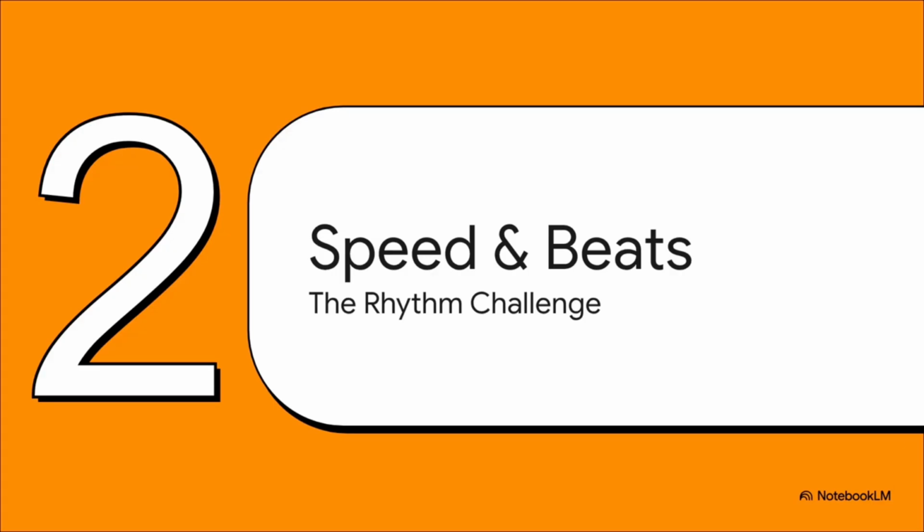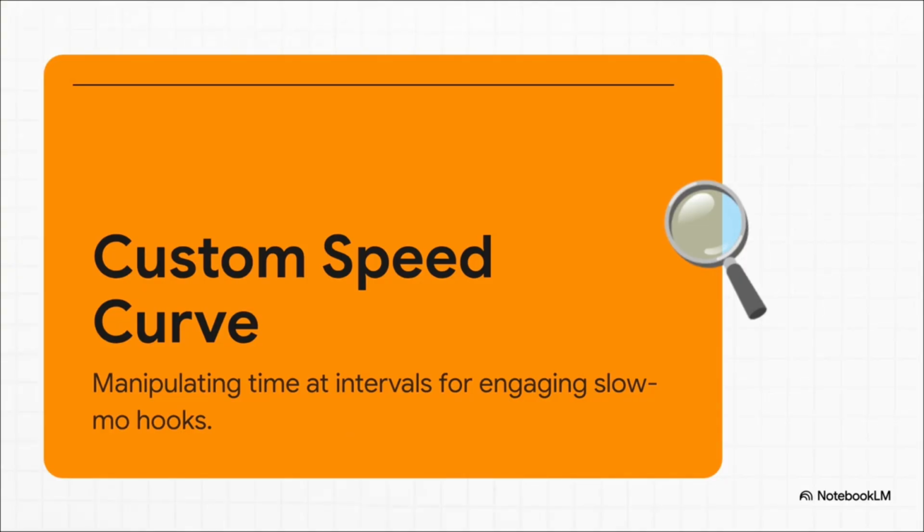Moving right along to Section 2, Speed and Beat Syncing, the Rhythm Challenge. This is the second layer where we start manipulating time. Okay, a custom speed curve is going to be your absolute best friend here. See, instead of just slapping a generic slow motion effect over your entire video, which honestly gets boring incredibly fast, VN lets you manipulate time at very specific intervals.